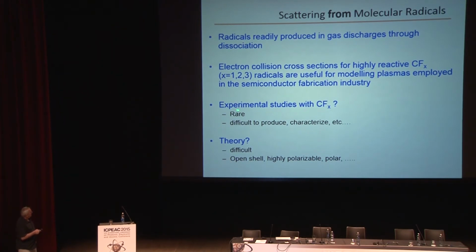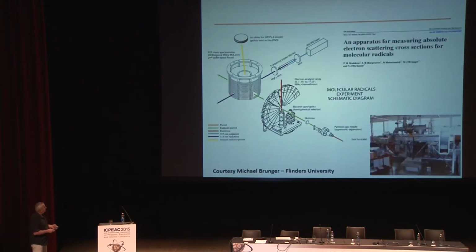Very difficult to study experimentally. They're very difficult to make, and there are very few studies of absolute cross-sections. They're very difficult to produce, and in particular to characterize the makeup of the beam that you produce, and I'll say something about that in a minute. There's not much theory on this subject either, largely because these radical components are open shell, highly polarizable, highly polar systems. And they're molecules, so they present a challenge for theory as well.